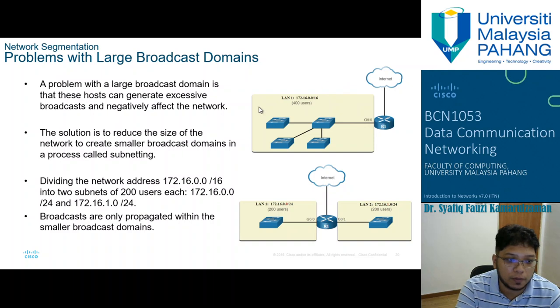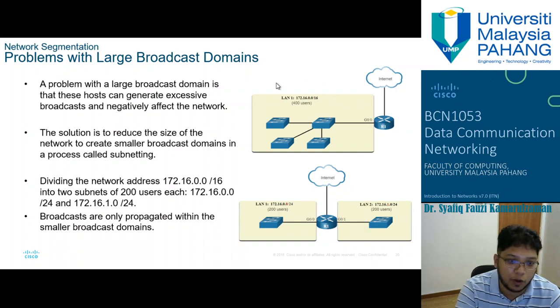The problem with this broadcast domain is that hosts can generate excessive broadcast and negatively affect the network. What do we mean by excessive broadcast? For example, a lot of hosts broadcasting at the same time will congest the network even further. So the solution is to reduce the size of the network to create smaller broadcast domains in a process we call subnetting. We reduce the large broadcast domain into several broadcast domains.